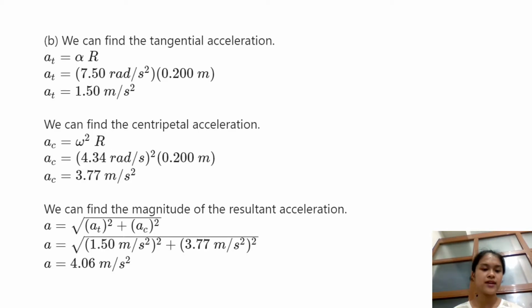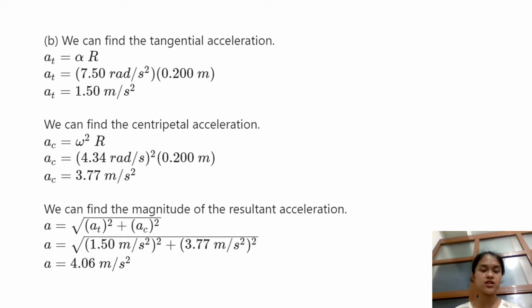Now we'll get the magnitude of the resultant acceleration, but first we have to find the tangential acceleration. We use the equation tangential acceleration equals the constant acceleration times radius. The constant acceleration is 0.50 rad per second squared, and the radius is 0.2 meters. We substitute that into the equation, and we get a tangential acceleration of 1.50 meters per second.